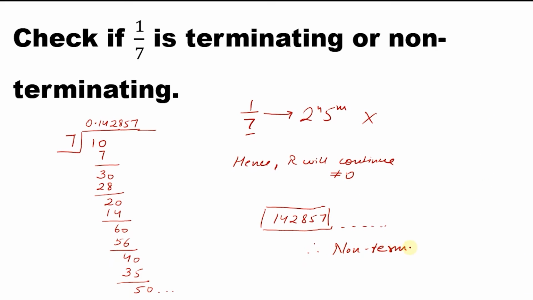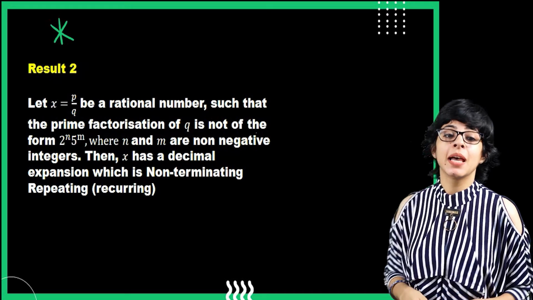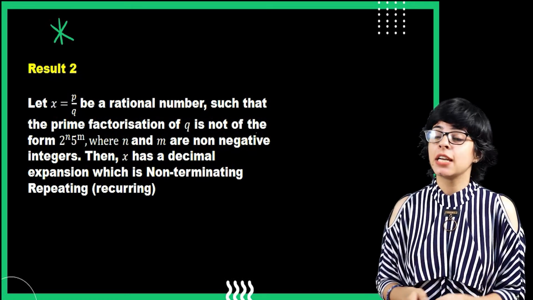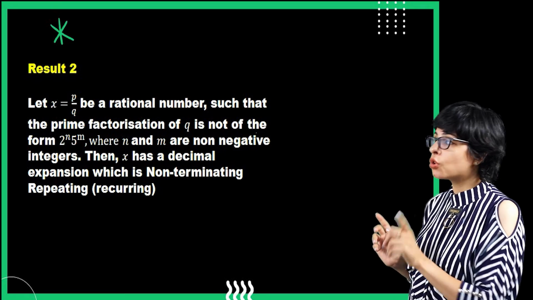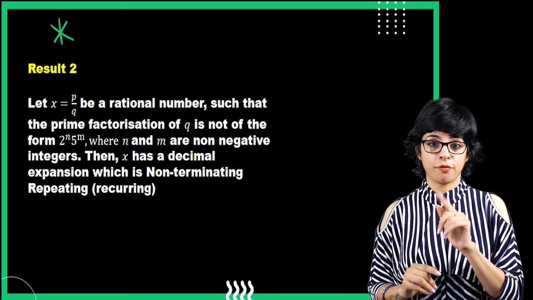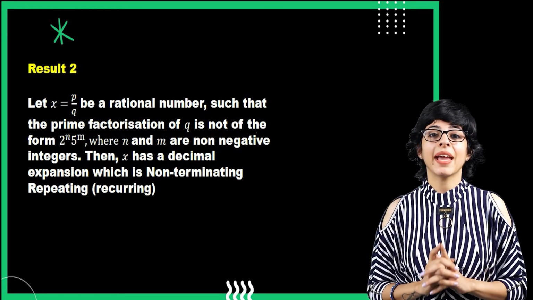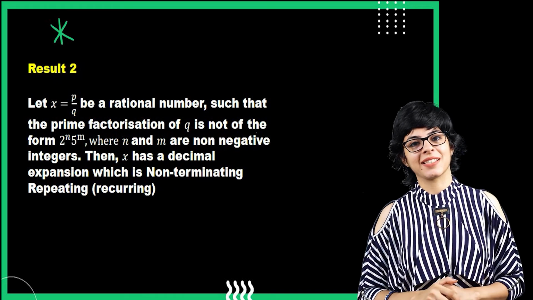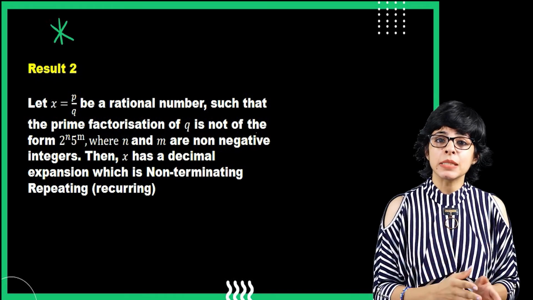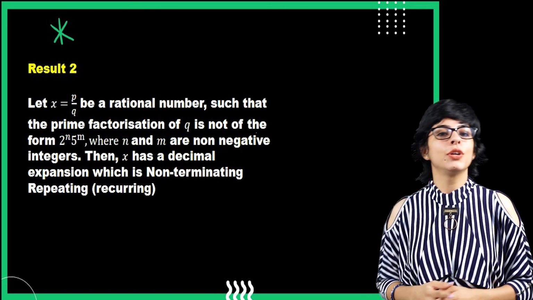And hence we come back to the theorem which says that let x equal p upon q, where p and q are co-primes, be a rational number such that the prime factorization of the denominator, that is q here, is not of 2^n 5^m form, where n, m are non-negative integers, and then it has a decimal expansion which is non-terminating repeating. And hence we prove that the decimal expansion of every rational number is either terminating or non-terminating repeating.